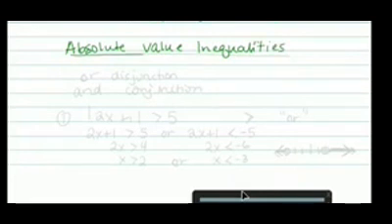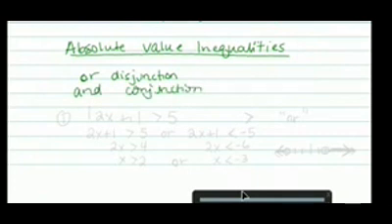Okay, now we're going to look at absolute value inequalities. This is going to take us back to what we learned in our last lesson, and that has to do with solving our compound inequalities. If you remember, we talked about an OR compound inequality, which is called a disjunction, and an AND compound inequality, which is called a conjunction. So OR is called a disjunction, and AND is called a conjunction.